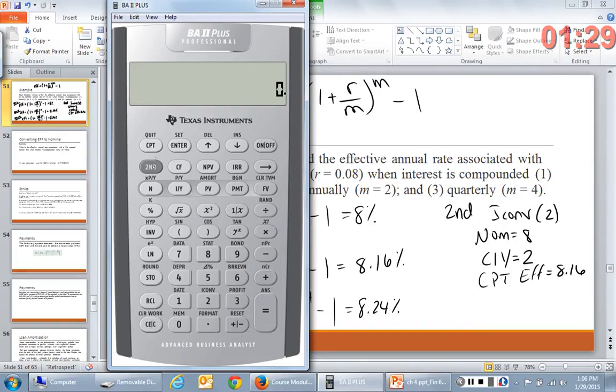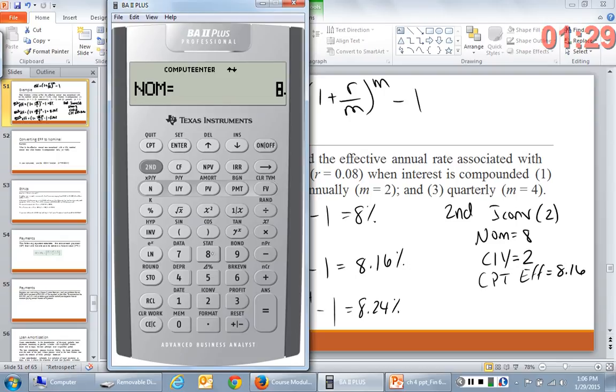So to do this, you push second and your I conversion button, which is above the number 2. Let me clear this. To clear within a menu, you have to push second and clear work once you have it opened. So second and I conversion. Well, I guess that didn't work. Second and I conversion.